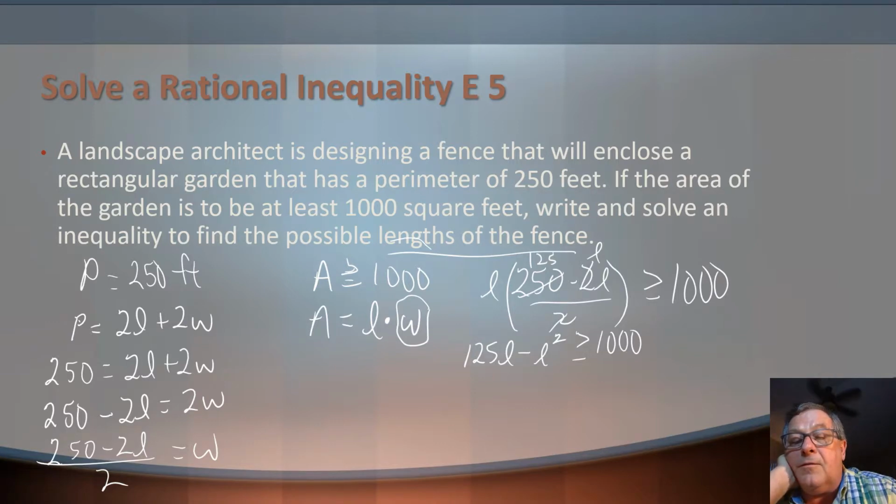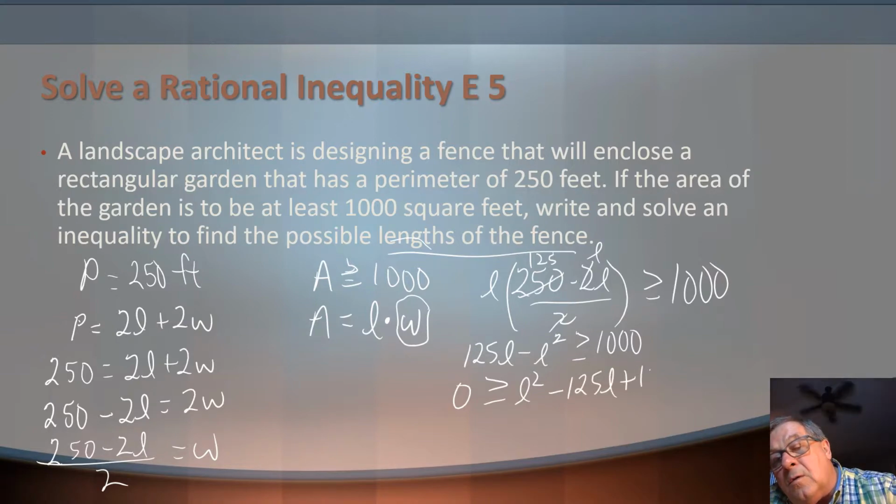And let's see, if I moved everything over, I then could have this thing that 0 is greater than or equal to L squared, adding L squared to both sides, minus 125L plus 1,000. So 0, or y, is greater than or equal to L squared minus 125L plus 1,000. Now, if I could factor that, I might be able to find possible lengths for this fence.